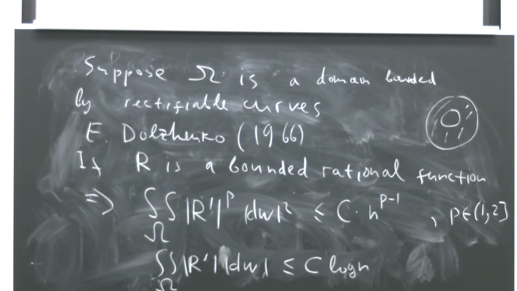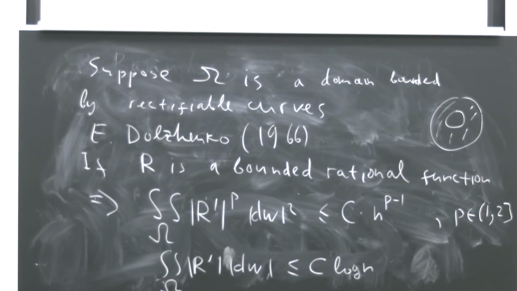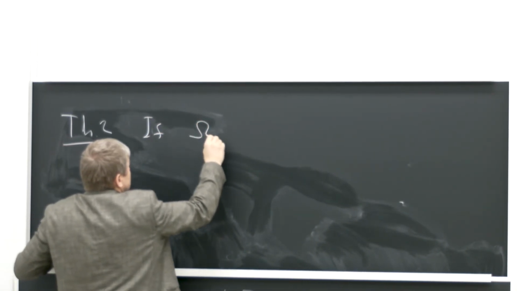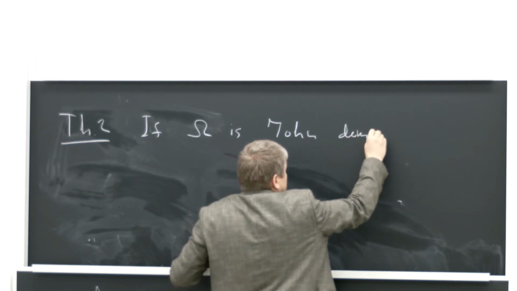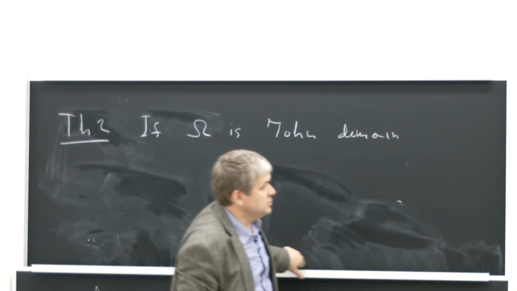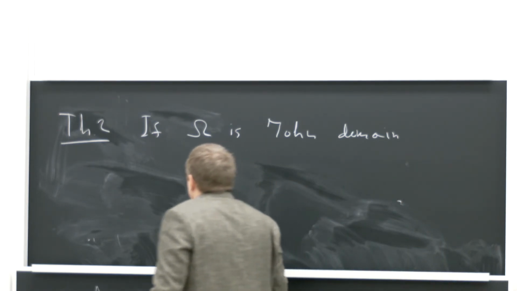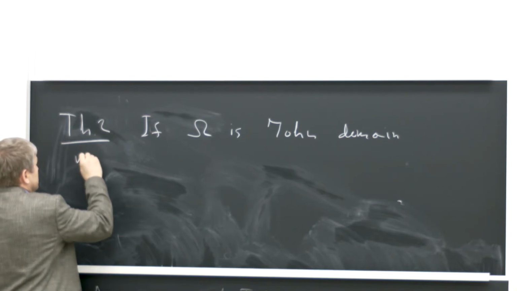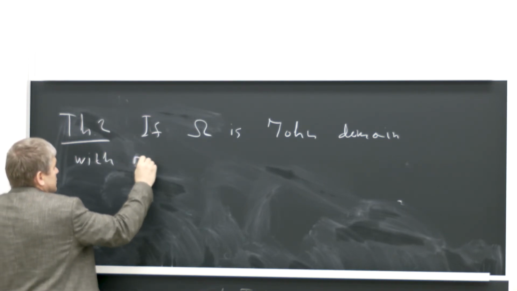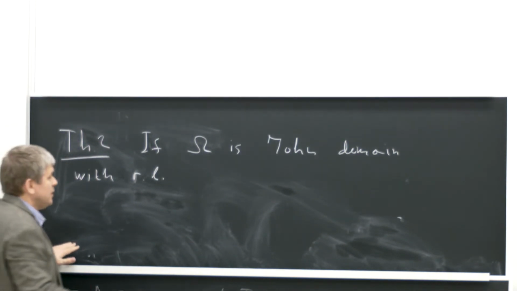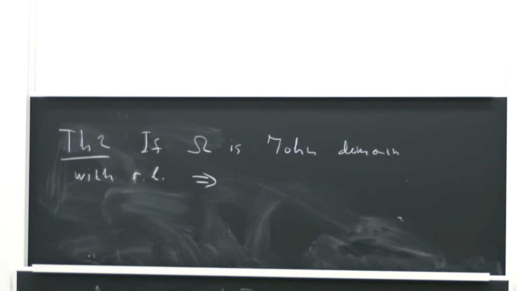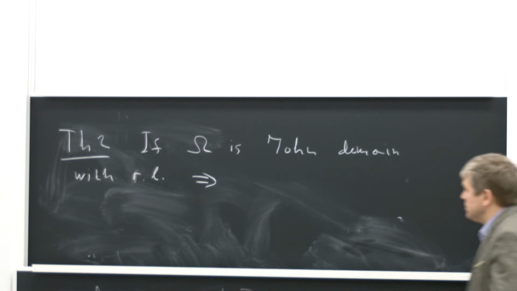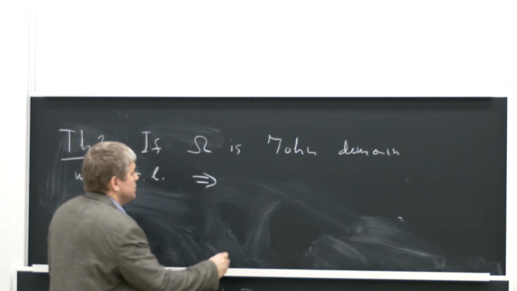We prove the following theorem. If omega is a John domain with rectifiable boundaries, then these inequalities are valid. Dolzhenko's theorem is true.